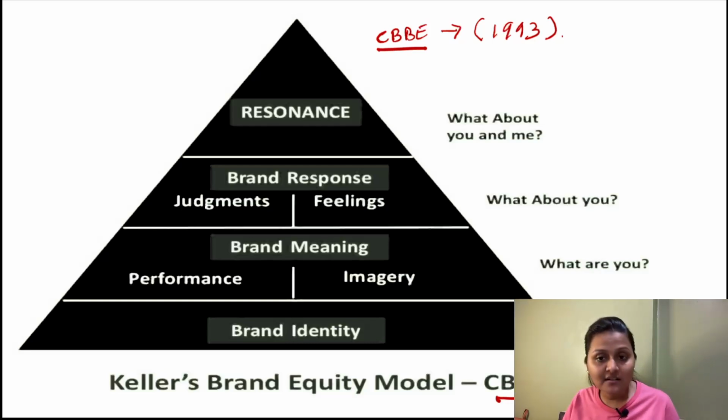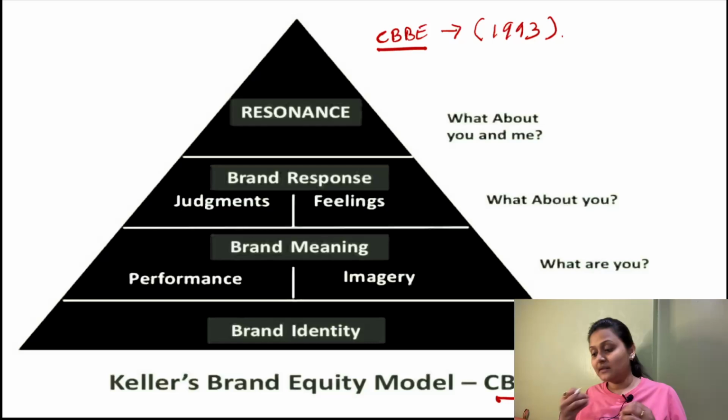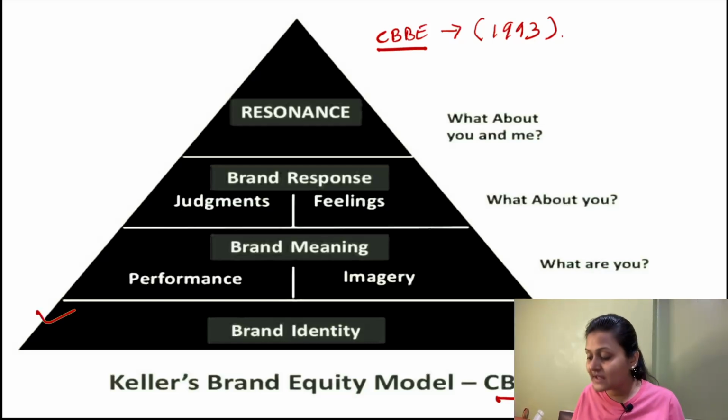So first is Keller's. Under this model, it explains how to build a strong brand from the customer's point of view. It focuses on how customers think about a certain brand, what the customers feel about that brand, and how they are going to respond to a brand based upon their experiences and their emotions. The model is shown with a pyramid, and it has 4 levels.